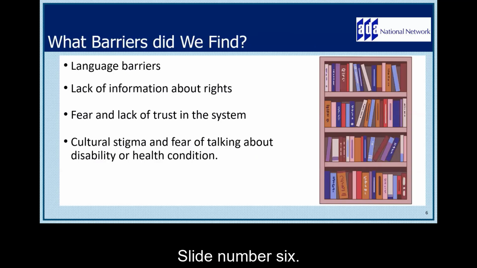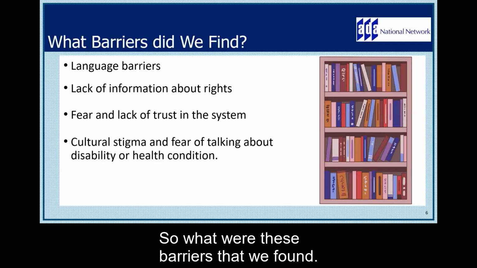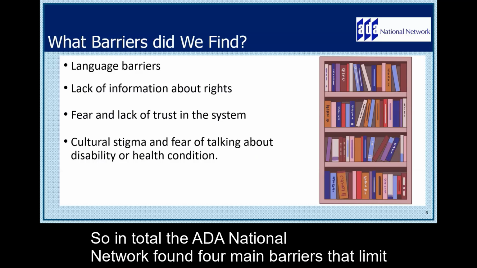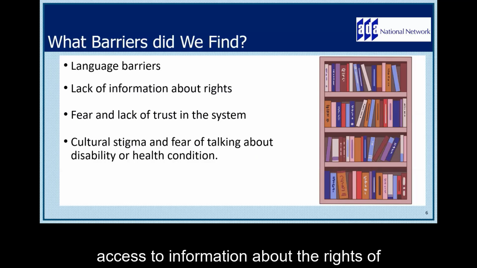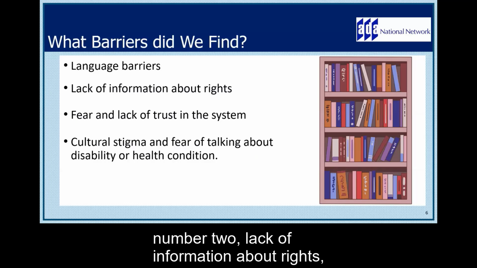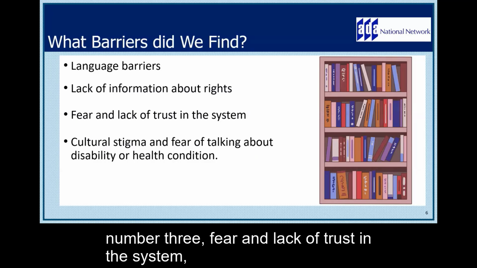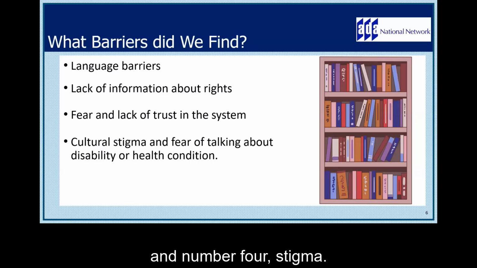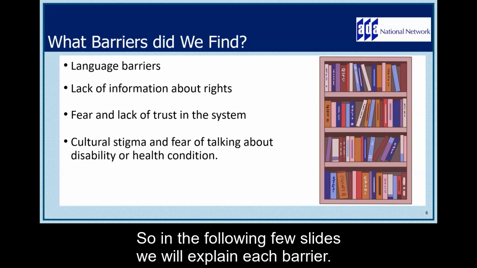Slide number 6. So what were these barriers that we found? In total, the ADA National Network found 4 main barriers that limit access to information about the rights of the Latino community. And these are: number 1, language barriers; number 2, lack of information about rights; number 3, fear and lack of trust in the system; and number 4, stigma. So in the following few slides, we will explain each barrier.